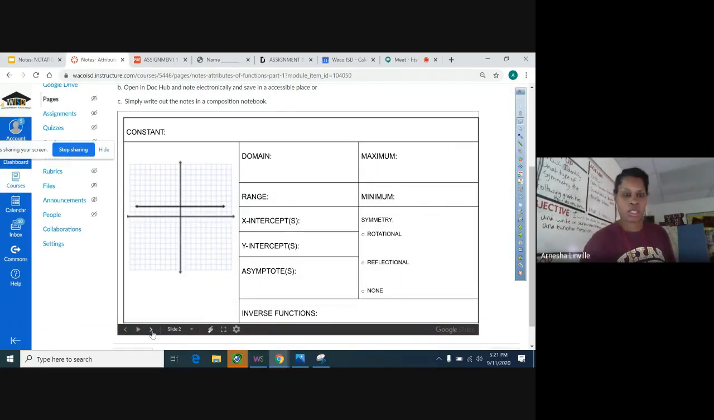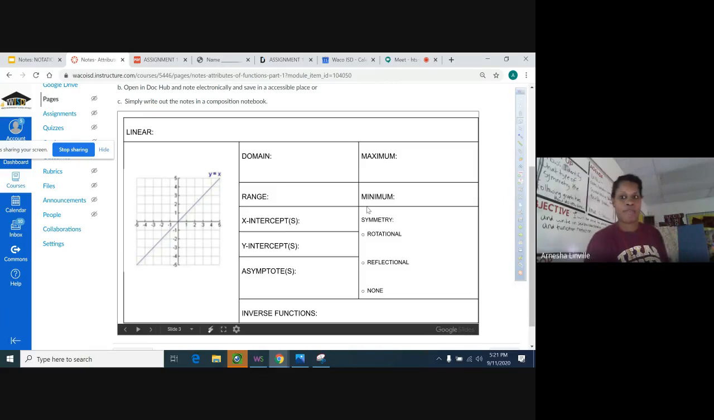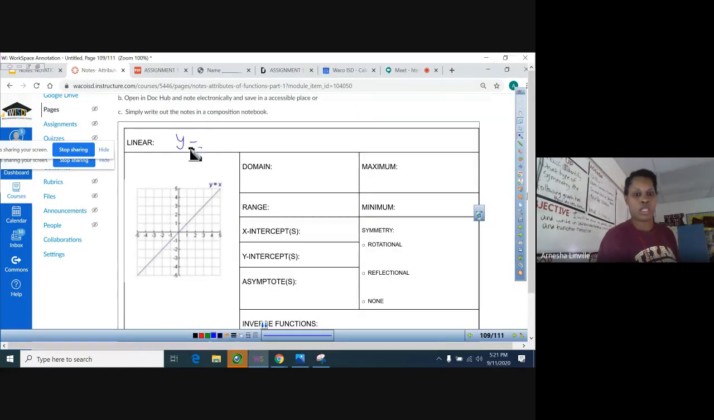Okay, the next we have is a linear. So the parent function for a linear is y is equal to x. You have a graph that is going through the origin where you have a slope of 1. So the slope is 1 and your y-intercept is going to be 0. That's how you know you're dealing with the parent function.